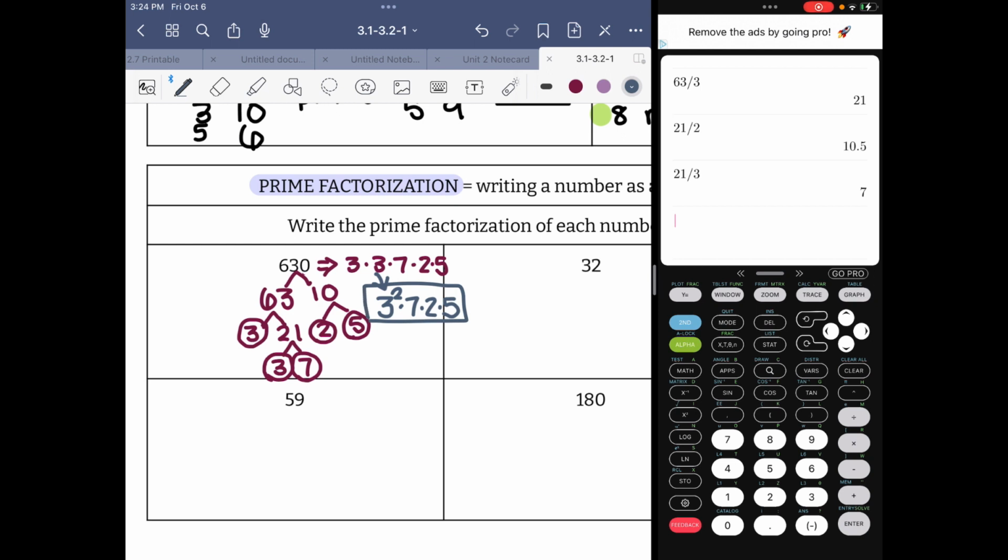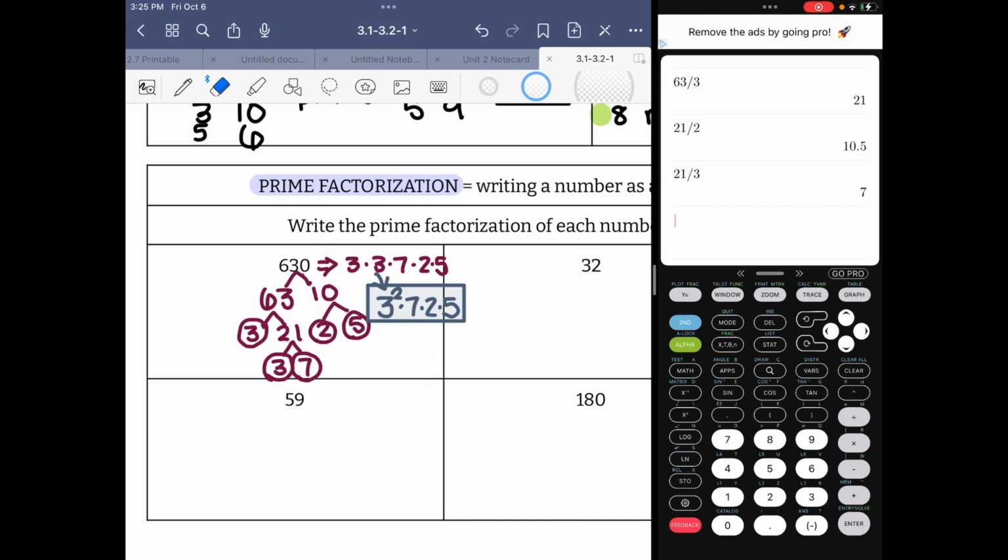That's going to be our final answer. So instead of writing 3 times 3, we're going to write 3 squared. I don't care what order you write the answers in. There are some textbooks that have you write it like this, where you're going from least to greatest. But I don't care what order you write them in.